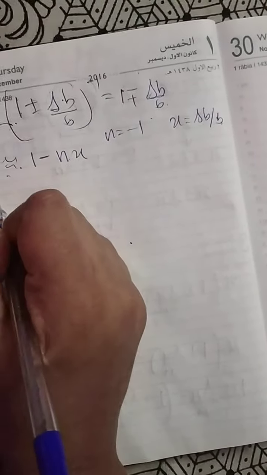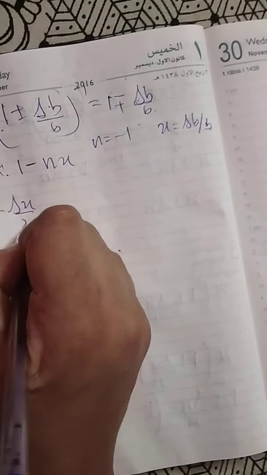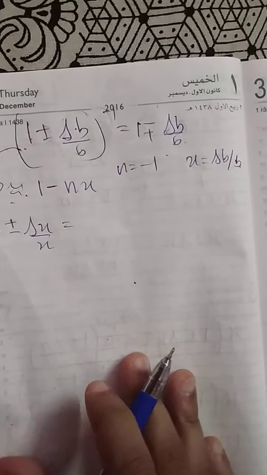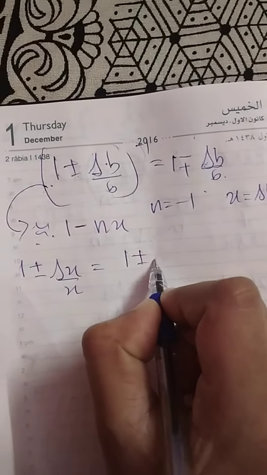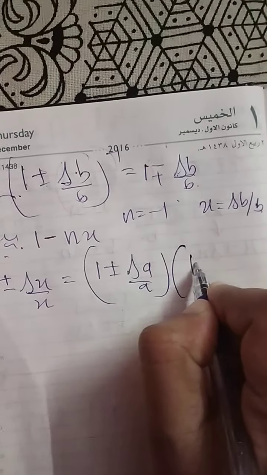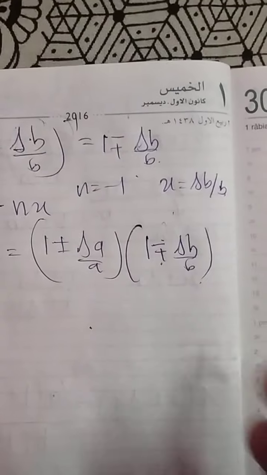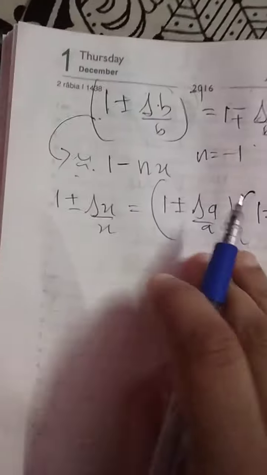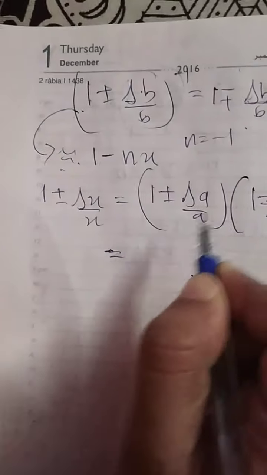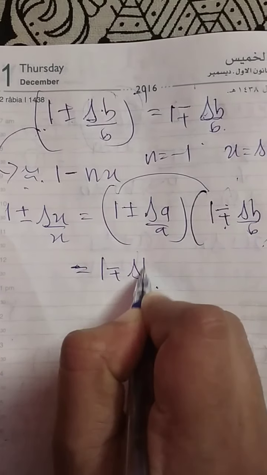Now again, as in multiplication, we just multiply the terms, that is 1 plus minus delta x over x is equal to, you have to multiply the two brackets, that is 1 plus minus delta a over a, then 1 minus plus delta b over b. Students, it doesn't make a big difference if minus is above and plus below. You can simply say plus minus. Okay, so just solve the brackets. 1 multiplied by 1, that is 1 minus plus delta b over b.